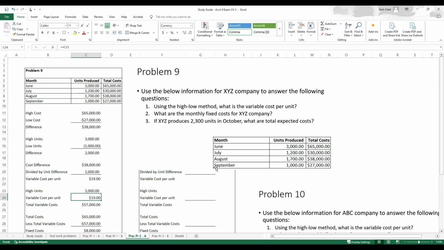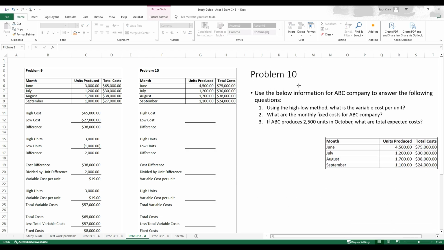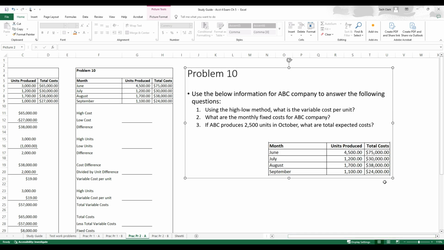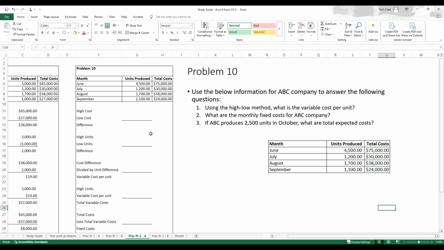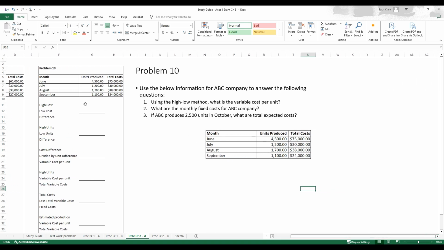Okay. So for problem number 10, very, very similar problem. And I'll scroll over here. Let's just run through this again. Like I said, it's going to be a very similar outcome. But let's look at our high and low month again. So our low cost month here again is September, and our high cost month is June. And so we're going to take our high cost minus our low cost.